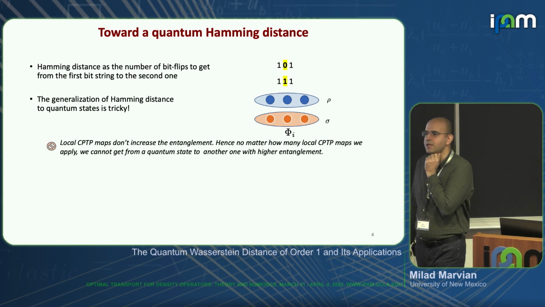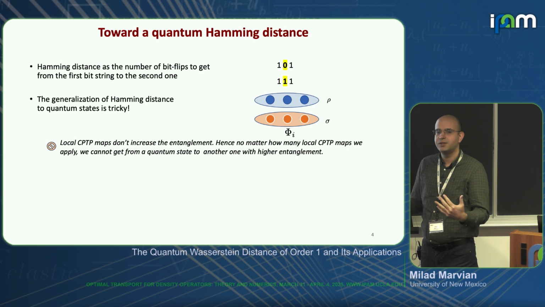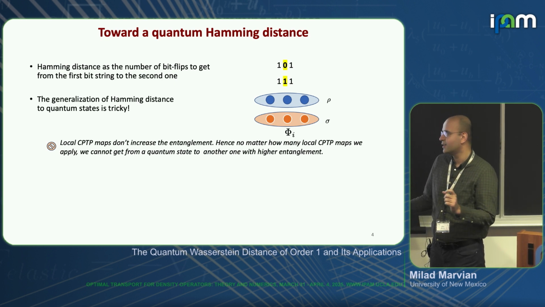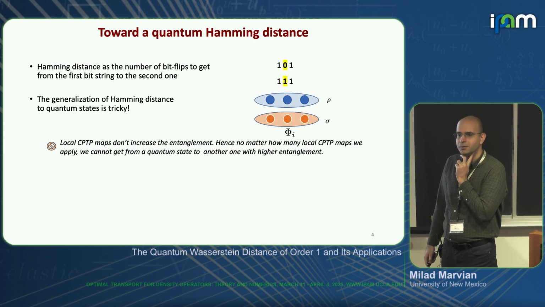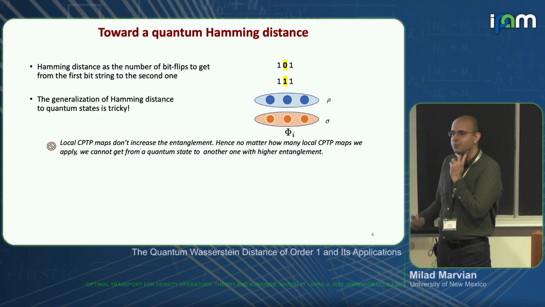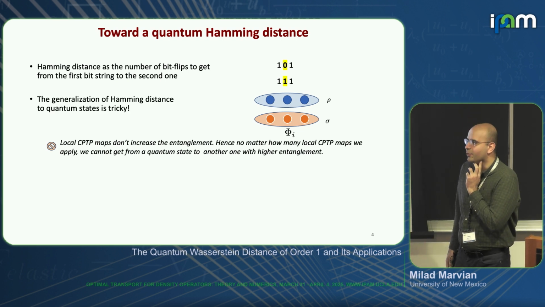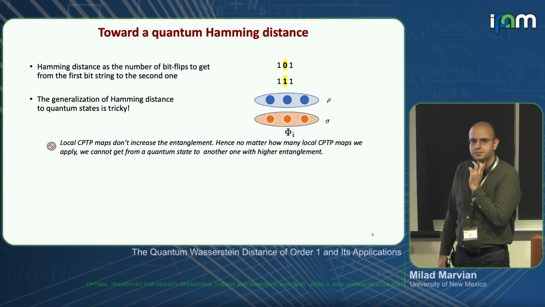For example, if you think of something like entanglement, you already know that you can't increase some property like entanglement by just local interactions. That already tells you that you cannot get from an arbitrary sigma to an arbitrary rho, right? So that won't be useful. In a sense, of course, we can define it, but it won't be useful because you cannot compare two arbitrary states in this form.